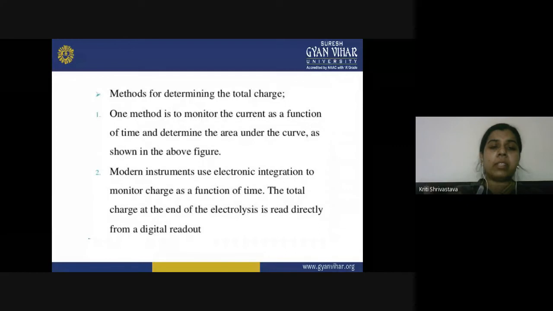But what happens in the modern instrument? They have electronic integration, and they monitor the charge as a function of time, and the total charge that is consumed at the end of the electrolysis is read directly from a digital readout. So it makes your task really easy, you need not perform any mathematical calculations here, and directly you get the value of charge. You are not measuring the current, rather the instrument is directly giving you the value of charge here.